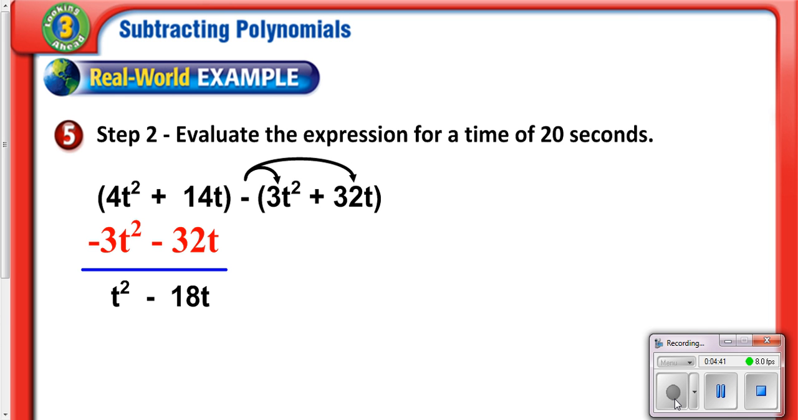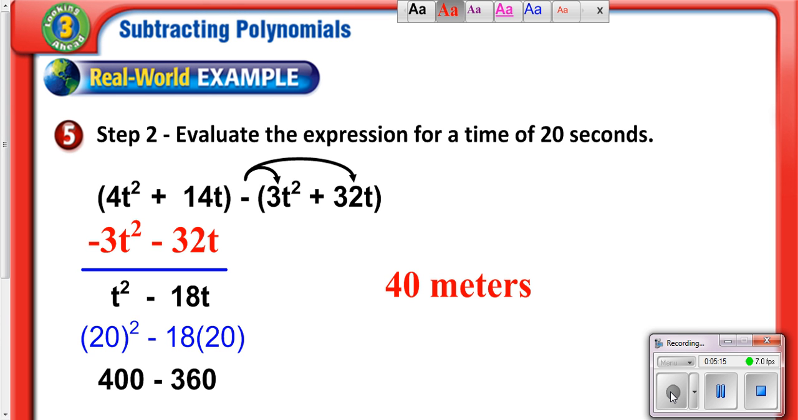Now you're going to evaluate this expression here for a time of 20 seconds. 20 seconds will be substituted in for t. There's our substitution taking place. Now you just need to go ahead and follow through with the computation. 20 squared is going to give you 400, and then the 18 times 20 is going to give you 360. So now we have 400 take away 360, giving us 40.